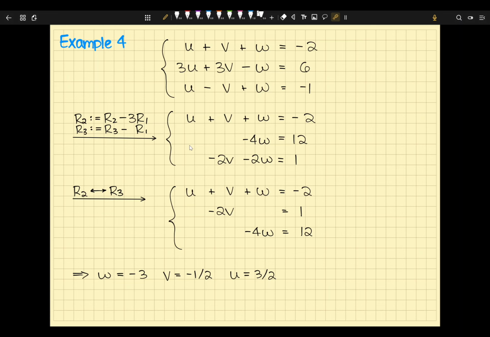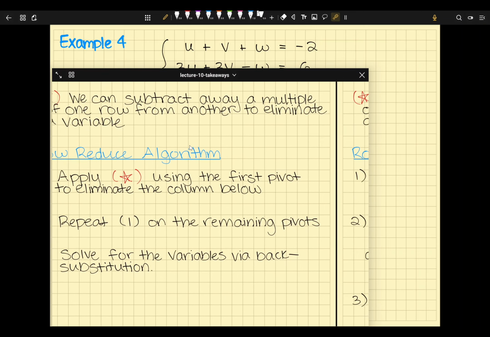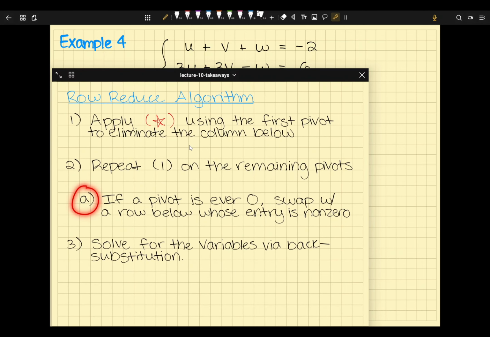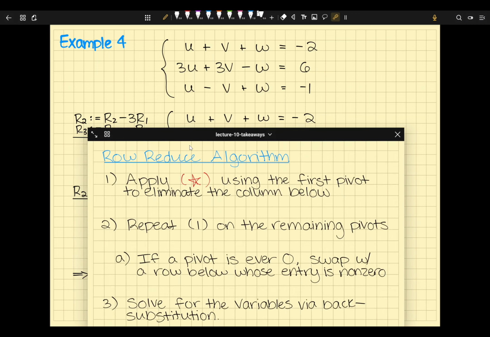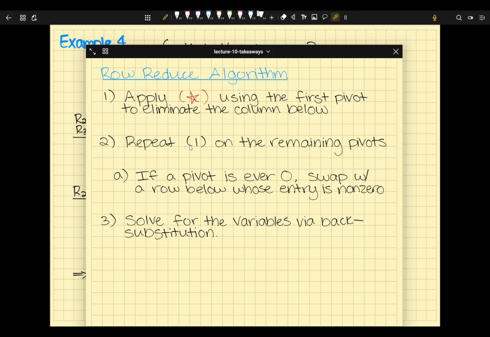And well, our system is actually pretty much already solved. But that was an example of where you can run across an issue. And so our takeaway from this is we've added this part A onto step 2, which is if a pivot is ever 0, we swap it with a row below whose entry is non-zero. Meaning we looked at this and we saw that there was a 0 here. So we swapped it with the one below that has a non-zero entry.